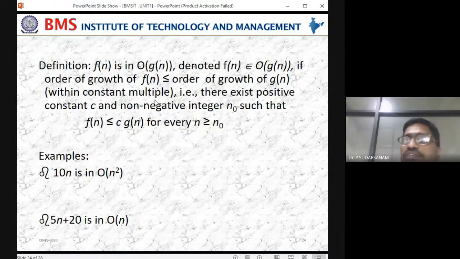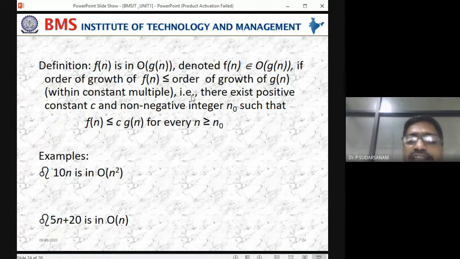If we speak of order of growth, then f of n is less than or equal to the order of growth of g of n. So a function f of n is less than or equal to the order of growth of g of n, multiplied by a constant. That is what we have to write now, how you will be writing the multiples. Order of growth of g of n is something we will take with one constant.